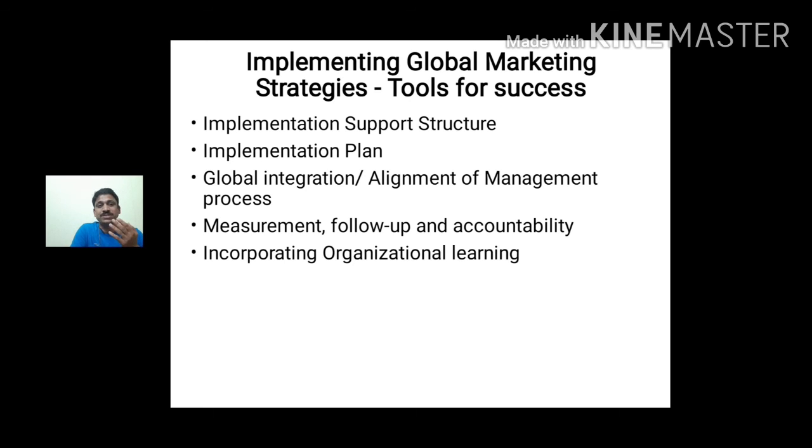Another tool is measurement, follow up, and accountability. All the time measure the process, like what we are expected to reach till now and where we are. Measure it and follow up the processes, whether according to the implementation plan we are going or not. And accountability is one more important factor. That means the leaders of the organization should take the responsibility for success or failure of the strategies. Then only strategy will be implemented successfully.